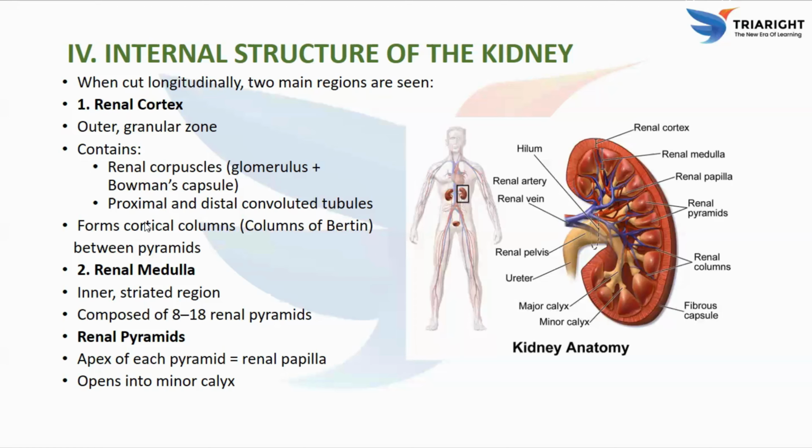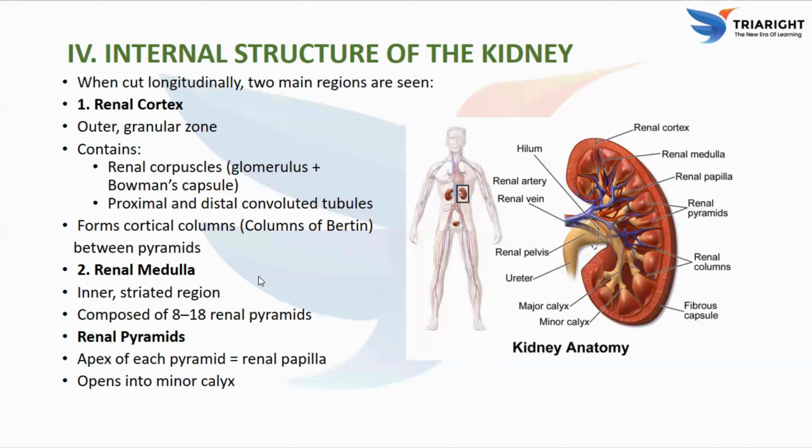It also contains the proximal and distal convoluted tubules. These are the tubes which are involved in reabsorption and also secretion. These tubules are important for adjusting water, salts and also the nutrients. Then it forms the cortical columns. Cortical columns are also called columns of Bertin. These are the extensions of the cortex that go between the pyramids in the medulla, and they provide structural support and contain the blood vessels. So what is the key function of the cortex? Nothing but filtration. The cortex starts making urine from the blood.